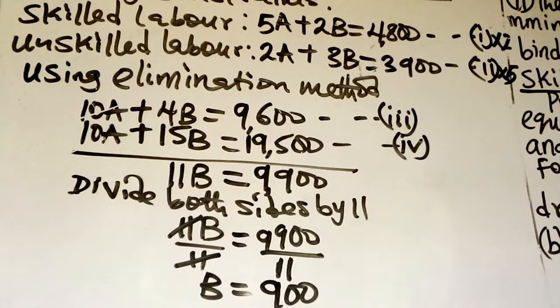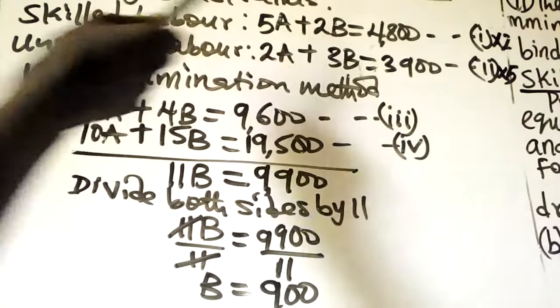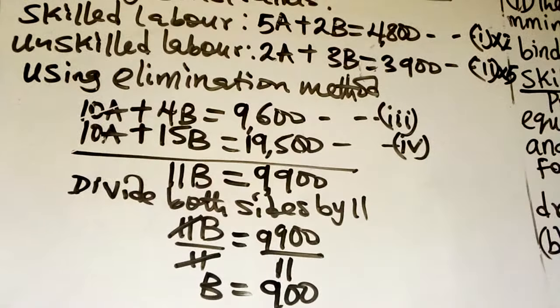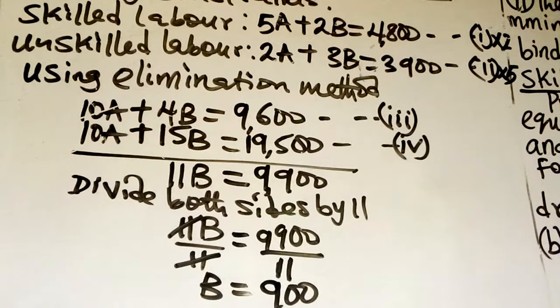You can substitute 900 for b. If you like, you may choose to use equation 1, or equation 2, or even equation 3 or equation 4. Whichever equation you use, you will arrive at the same result.